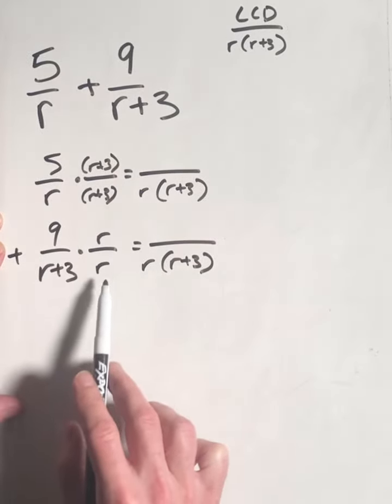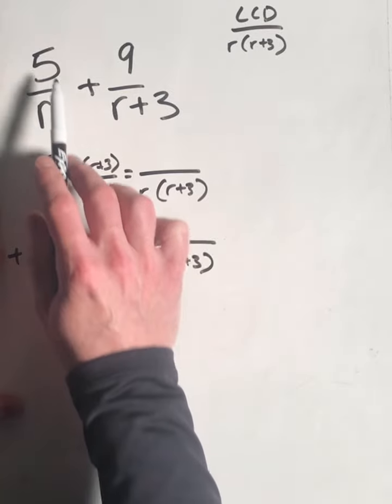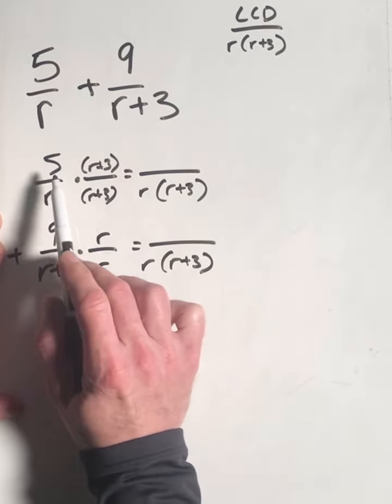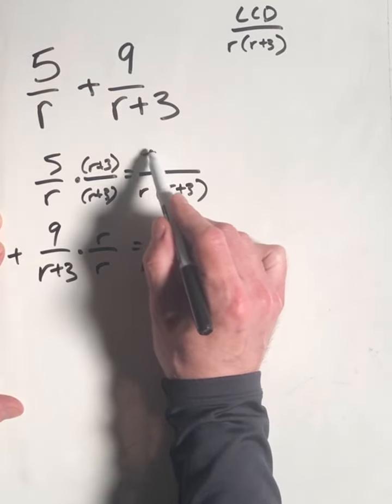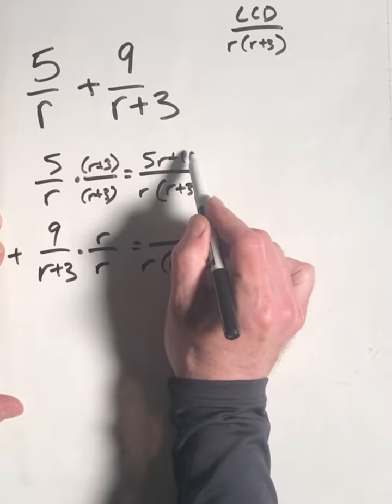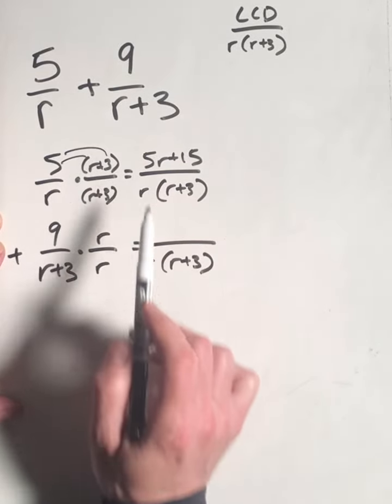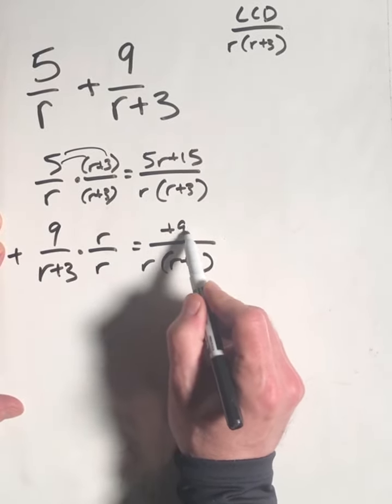Again, each of these fractions that we're multiplying by equal to 1. Now we need to re-express 5 over r in terms of a denominator of r times r plus 3. So we have to distribute 5 times r plus 3. So it's really going to be 5r plus 15. Again, you need to distribute both here. Here we just have 9 times r and it's positive, so plus 9r.